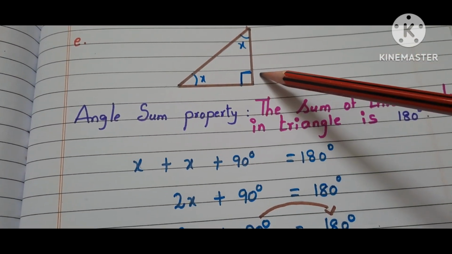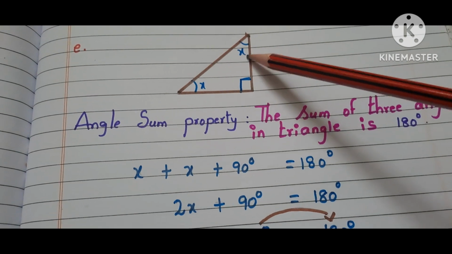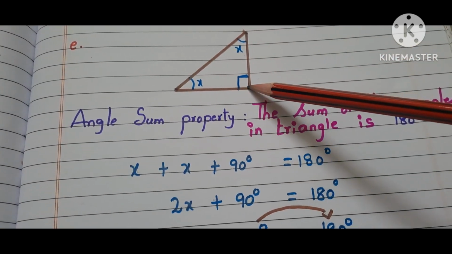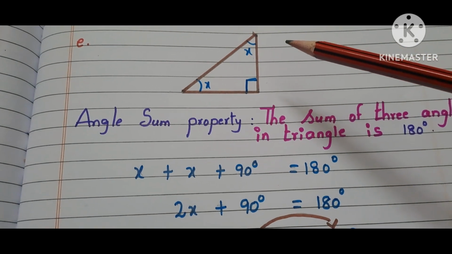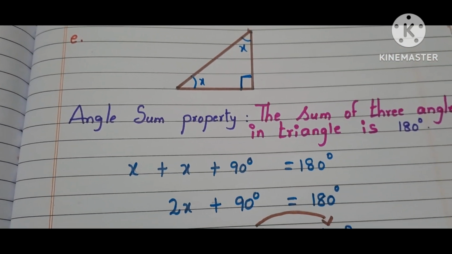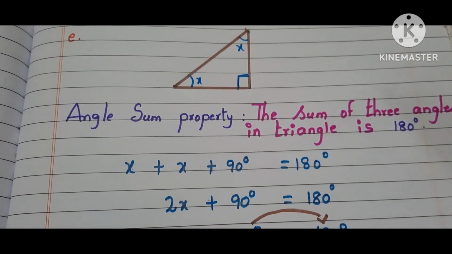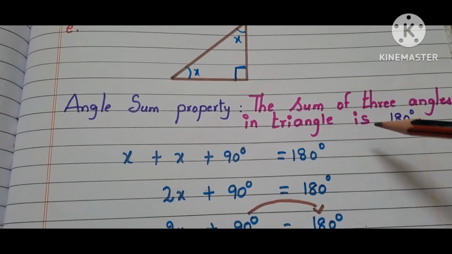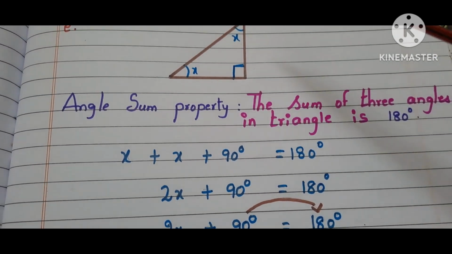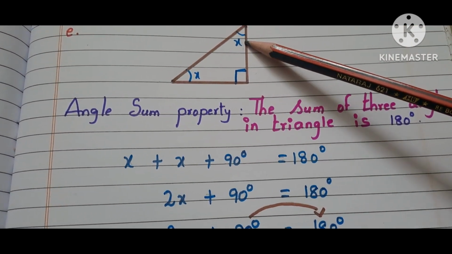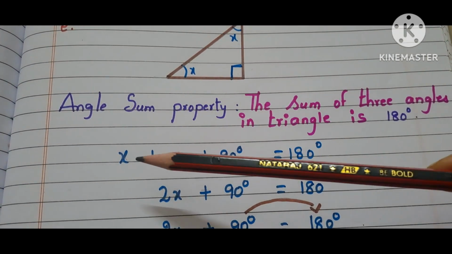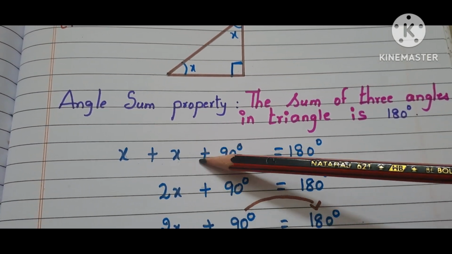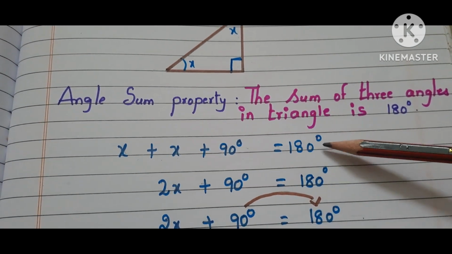Here we have the triangle with the angles x, x and the right angle 90 degrees. Now we have to find out the value of x. Use the angle sum property. What is that? The sum of three angles in a triangle is 180 degrees. Take the angles x, x and 90 degrees and add them. So x plus x plus 90 degrees equals 180 degrees.